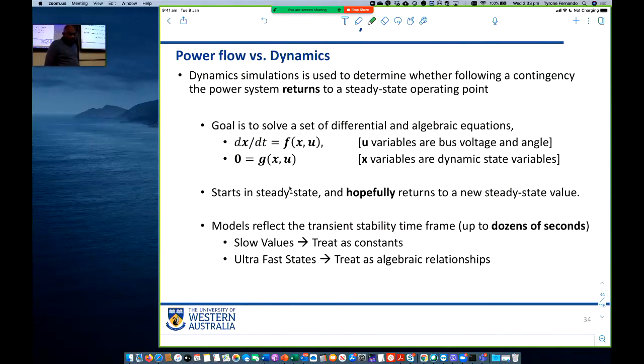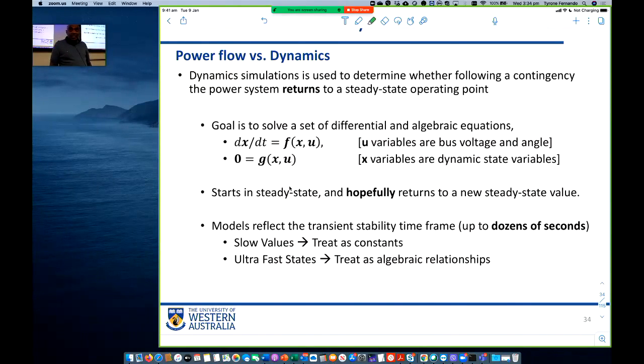What are the ways we can do this? Dynamic simulation is used to determine whether following a contingency like a load change or generation loss, the power system returns to a steady state operating point. The goal is to solve a set of differential and algebraic equations. Because you have generators, those generators can be described by a set of differential equations. Then the voltages at various busbar nodes can be regarded as algebraic variables because they change quite fast relative to the variables in a generator.